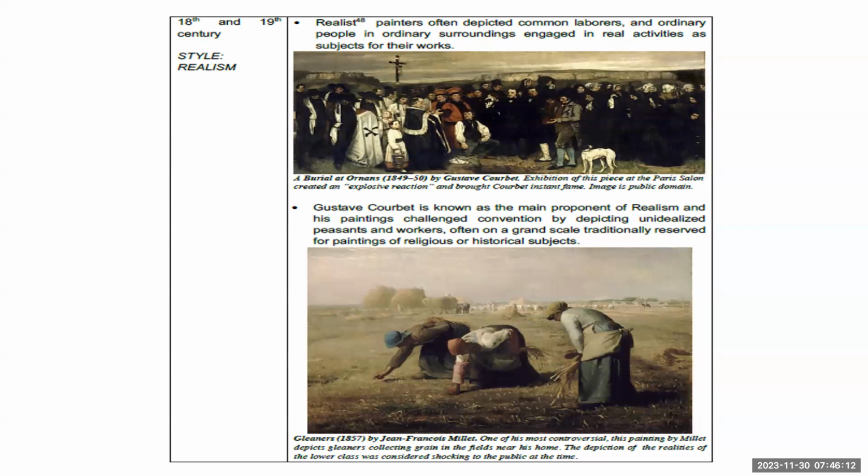Let's talk first about realism. Realist painters often depicted common laborers and ordinary people in ordinary surroundings engaged in real activities. Gustave Courbet is known as the main proponent of realism, and his paintings challenged convention by depicting unidealized peasants and workers, often on a grand scale traditionally reserved for paintings of religious or historical objects.